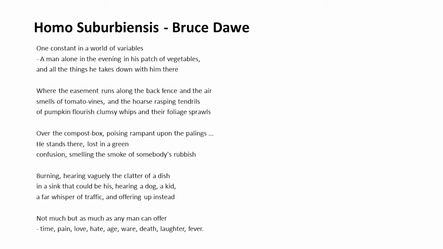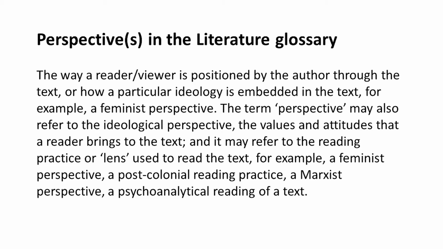So hopefully Dawe has given you some ideas there. And what we're going to think about here is perspective. Because when we have representations constructed within a text, what we often find is that they're underpinned by certain perspectives. So your literature glossary gives you the definition of perspective being the way a reader or viewer is positioned by the author through the text, or how a particular ideology is embedded in the text, for example, a feminist perspective.